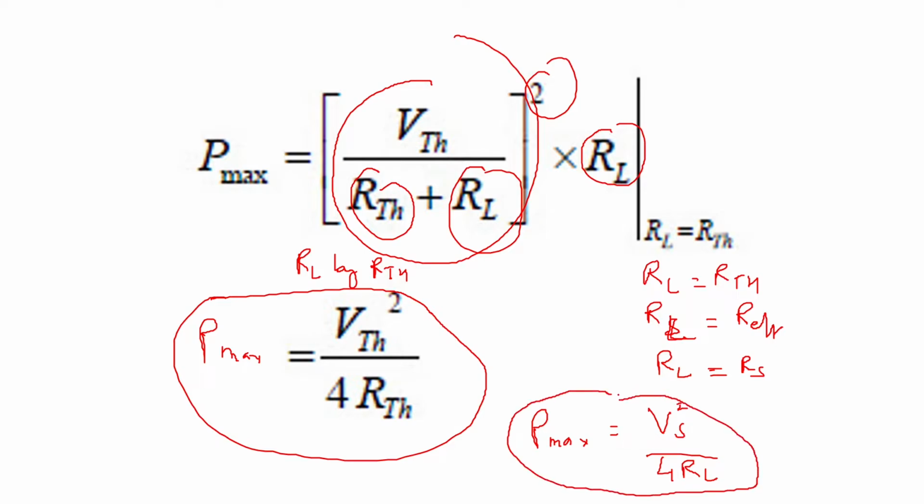As far as this theorem is concerned, the main statement we have to remember says that in a linear bilateral network, maximum power is delivered to the load when the load resistance is equal to the equivalent resistance looking back into the network from the terminals where the load is connected. Or in easier language, maximum power is delivered from a source to a load when the load resistance is equal to the source resistance. So this is the simple statement. When the load resistance is equal to the source resistance, maximum power can be delivered to the load.